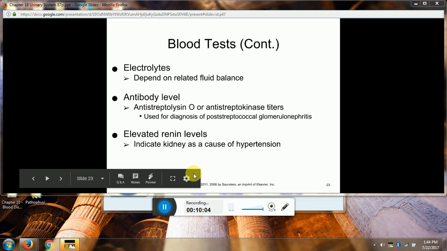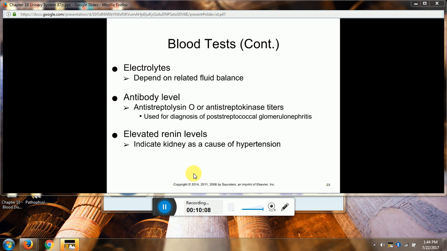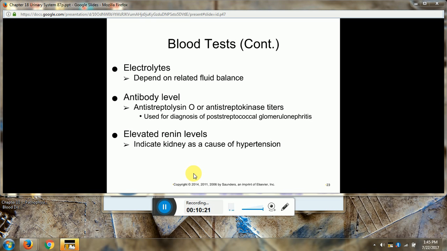If renin levels in the blood are too high, that could lead to hypertension. Remember the renin-angiotensin story, where renin comes out of the kidneys. It changes angiotensinogen into angiotensin 1, and that eventually changes into angiotensin 2. And from the name angiotensin, it tenses the blood vessels, leading to hypertension.